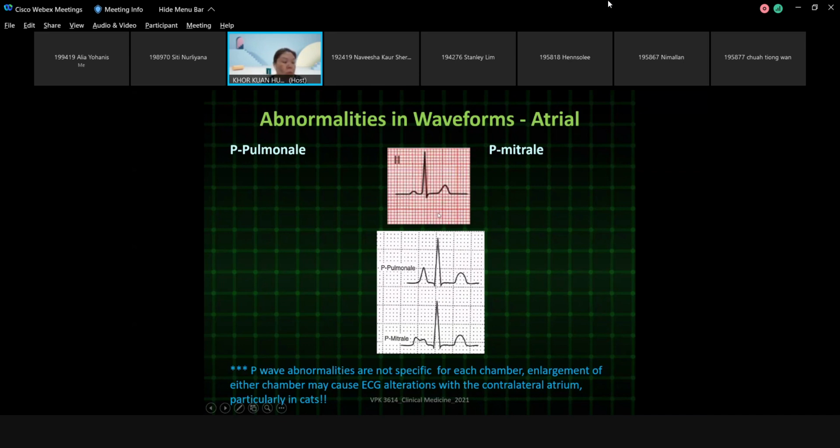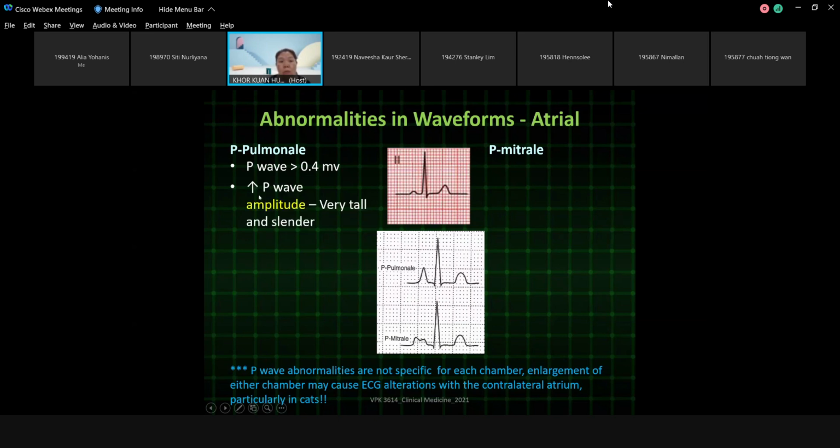Let's talk about the P wave only. Abnormalities with this particular waveform all originate from the atria. The atria has the SA node, right? In a normal P, Q, R, S, T. If it is P pulmonale, the P wave amplitude must be more than 0.4. They will look very tall compared to this one.